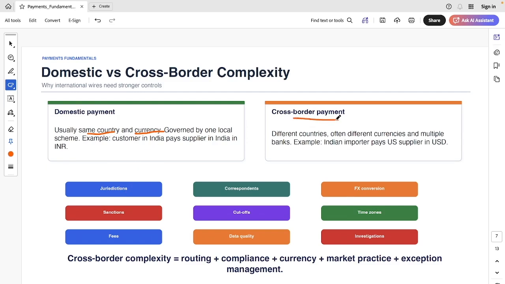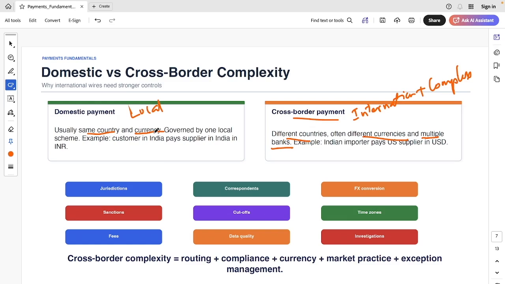In case of cross-border payment, it involves different countries, different currencies, and multiple banks. For example, an Indian importer paying a US supplier in US dollar. So domestic payment is basically the local payment, and cross-border payment is basically the international plus complex payment. Now, here's the important part.